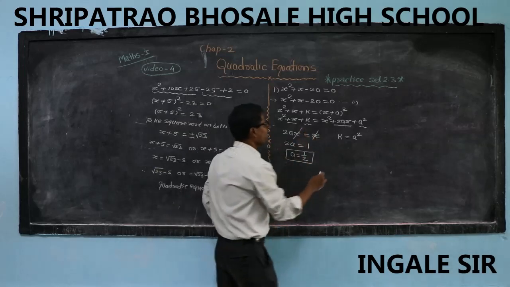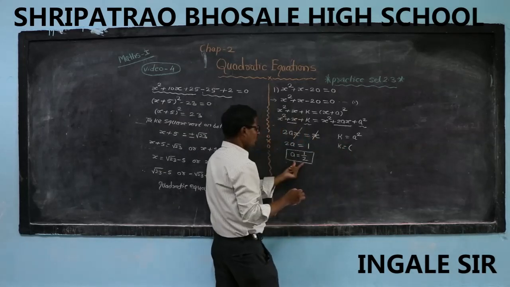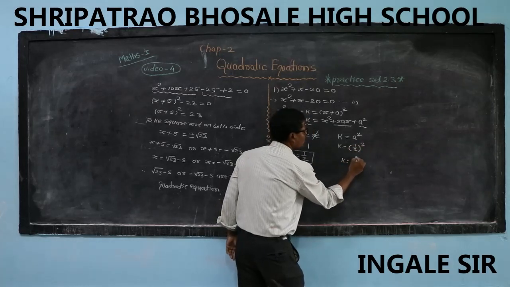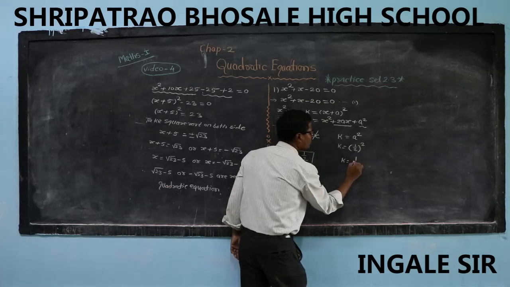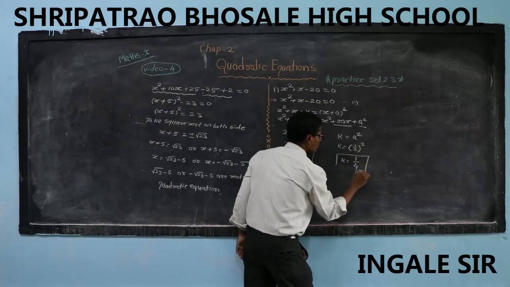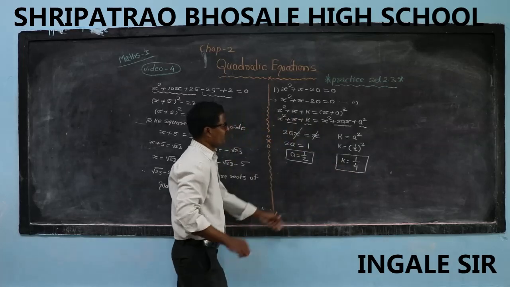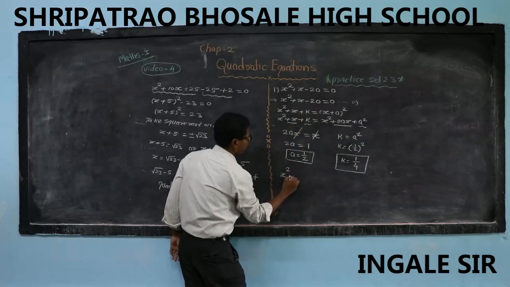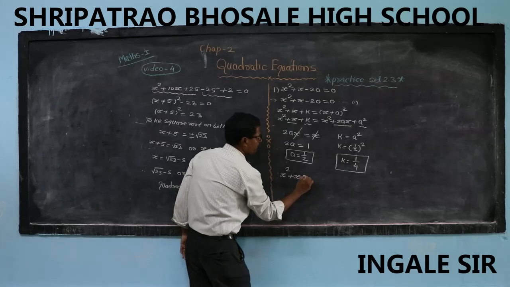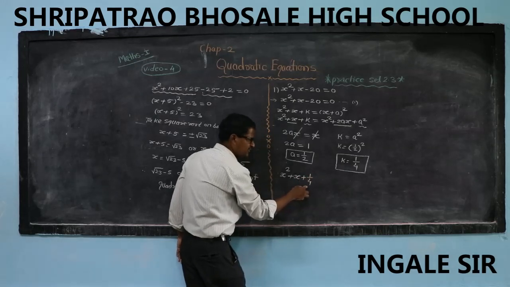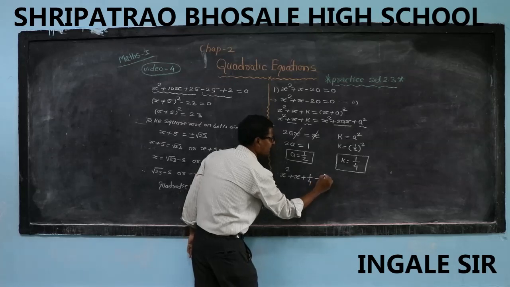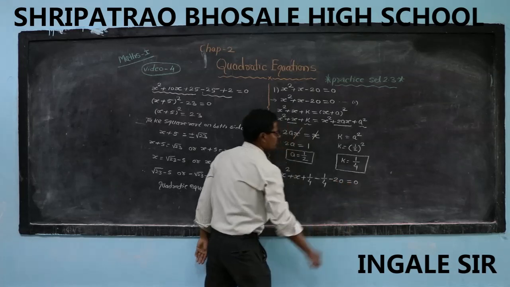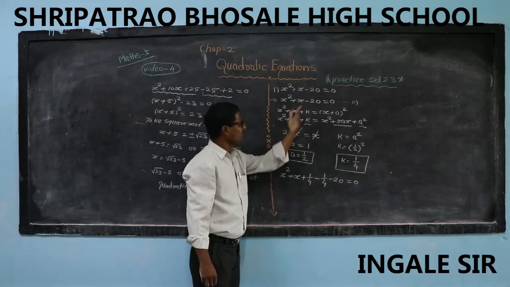Put this value here. K is equal to a square, and the value of a is 1 by 2, so k is equal to 1 square over 2 square, which is 4. So the value of k is 1 by 4. Now put this value of k, 1 by 4, in equation 1: x square plus x plus 1 by 4. Here it is extra, so we have to eliminate it by taking the minus sign, minus 1 by 4, minus 20 is equal to 0. So this is eliminated and we get the original equation.